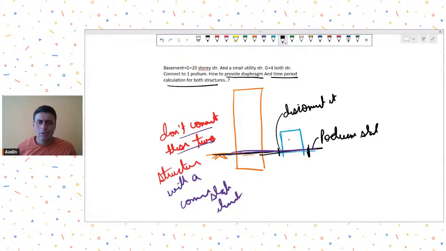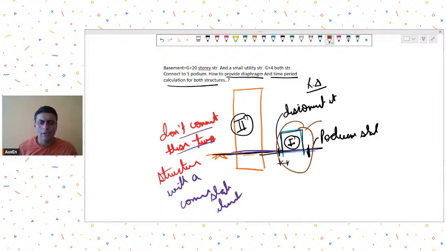So let this be an individual structure and let this be another individual structure. So there is no connection whatsoever. That means you can provide a joint over here, a gap can be provided, and that gap can be worked out on the basis of the expected deformations under seismic loads multiplied by the R factor. So you can work that seismic gap. So provide that gap, have them as dissimilar, and once you do that, time period calculation is straightforward. So then for this structure you calculate the time period, for this structure you calculate the time period separately.